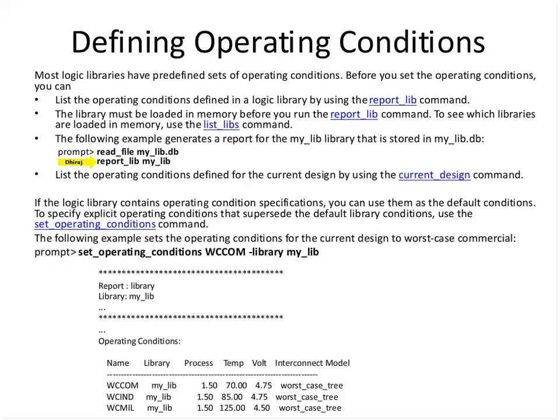type a command called report_lib. Report_lib will give you a report in this format. It will tell you what all operating conditions are available. It will tell you the process factor. This is the factor that is multiplied by the delay part. It will tell you the temperature and the voltage. It will tell you what the interconnect model is. We will talk about that later.